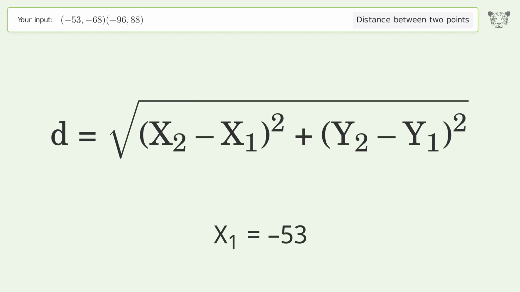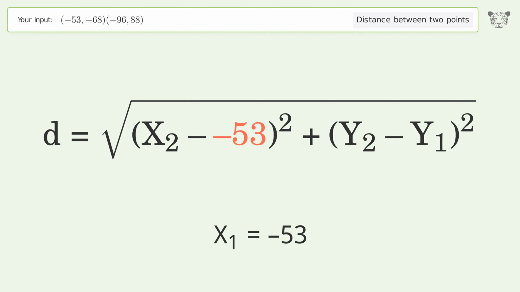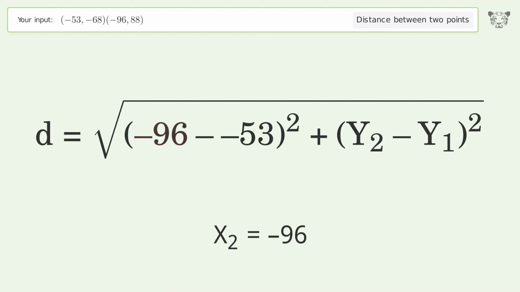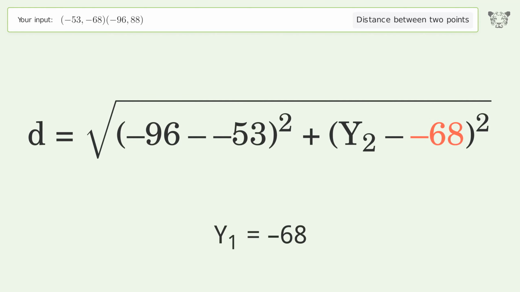x1 equals negative 53. x2 equals negative 96. y1 equals negative 68. y2 equals 88.